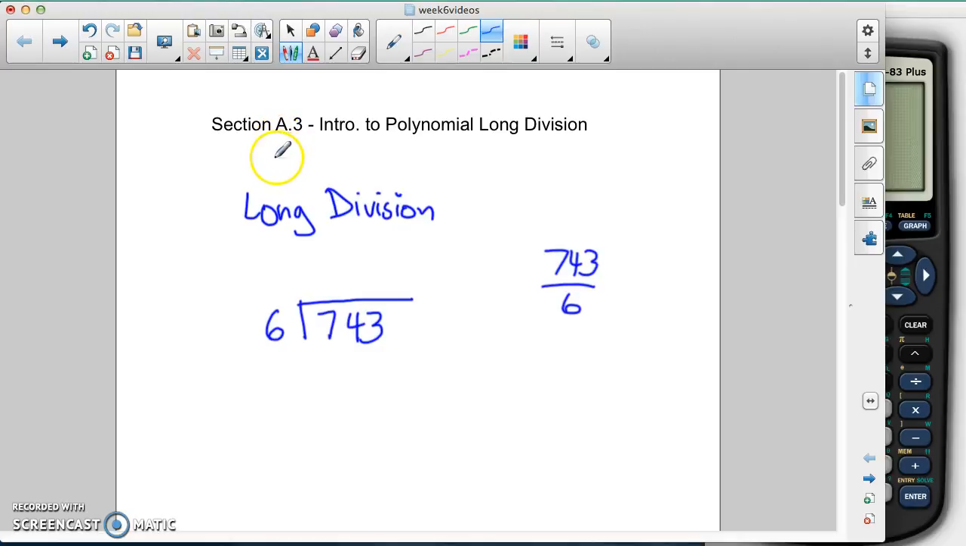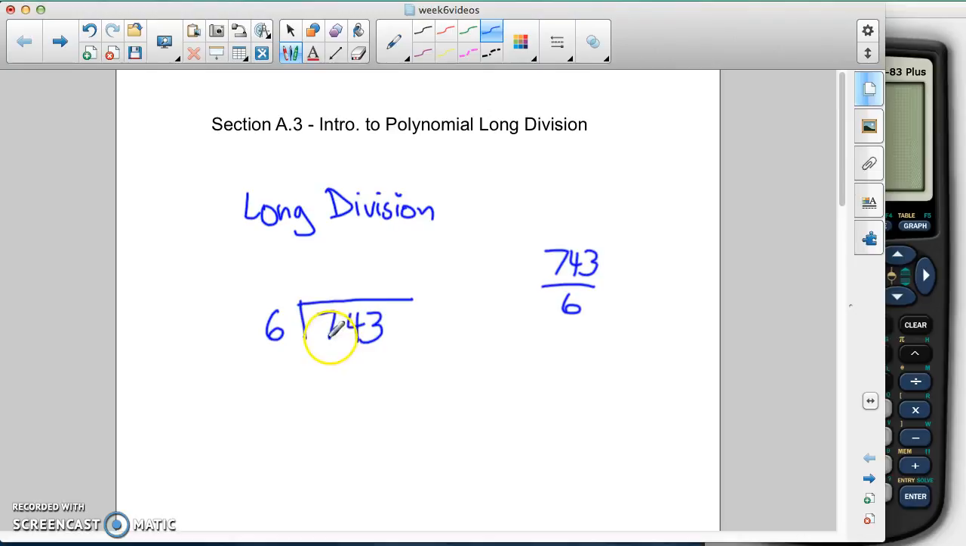So if you're looking for it in the textbook, it's going to be in the back of all the sections. That's where you're going to find it. So let's start with this example, 743 divided by 6. In long division, we look at it this way, 6 divided, we have this bar, 743, and we look at the first term as what we're going to divide into.